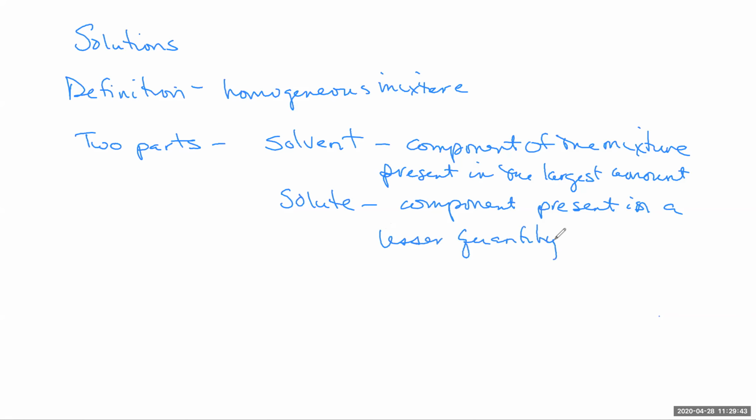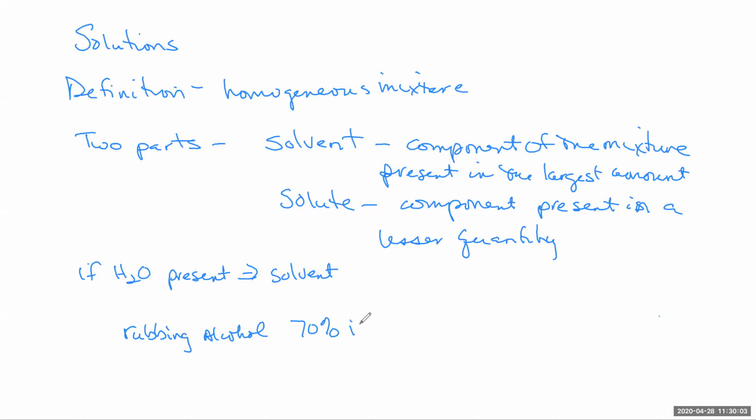There are a couple of exceptions to this. If water is involved, it's always taken to be the solvent, regardless of how much. So I know we haven't done concentrations yet, but this is just percents. If you have rubbing alcohol that is 70% isopropyl alcohol, well, it's only 30% water. Yet water would still be taken to be the solvent, and the isopropyl alcohol will be the solute.